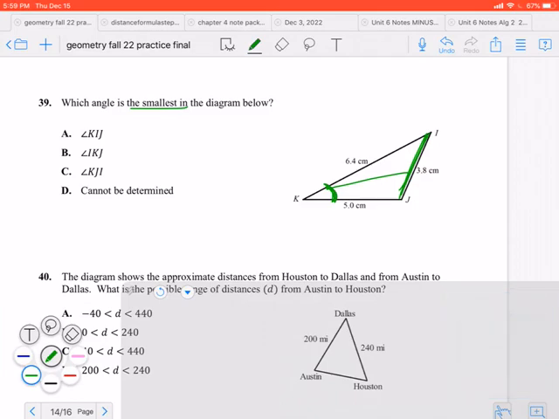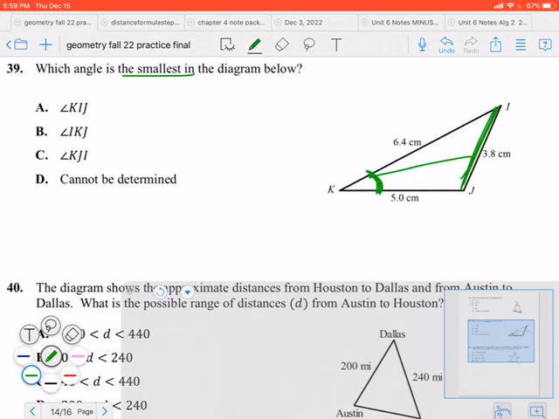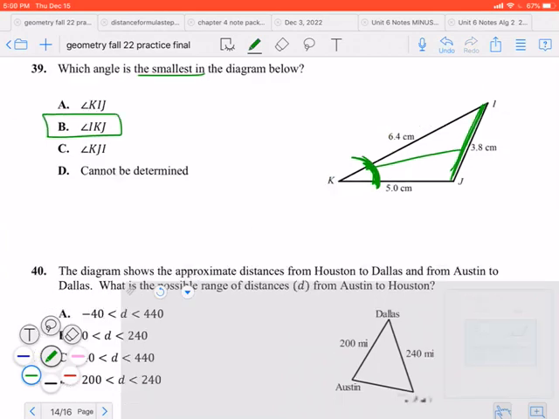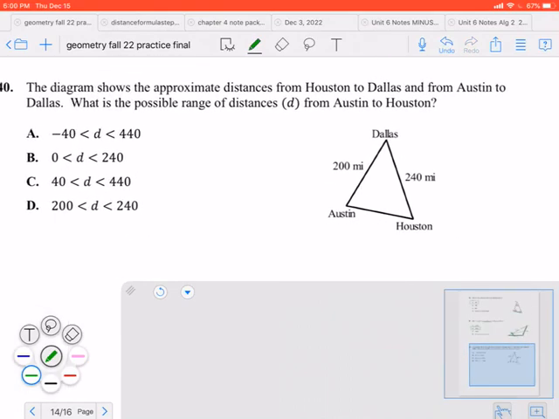Oh, and they labeled it with the letters. So I could either call angle K IKJ or JKI. Those would be equivalent. And I'm looking for K to be in the middle letter. So that would be letter B. 39 is B.